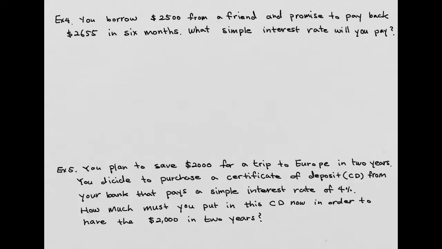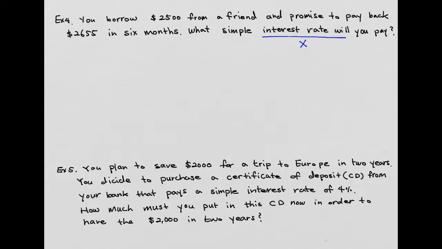Example 4. You borrow $2,500 from a friend and promise to pay back $2,655 in 6 months. What simple interest rate will you pay? So what we're looking for is the interest rate. That's going to be unknown, and I'm going to use the variable x, right? And then what we have is $2,500 that you're borrowing. So this is the starting amount. We call that principal, right? And this is going to be how much you're going to pay at the end. So this is going to be interest plus principal, so it will be the total amount.